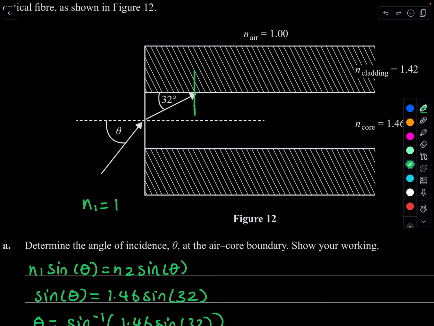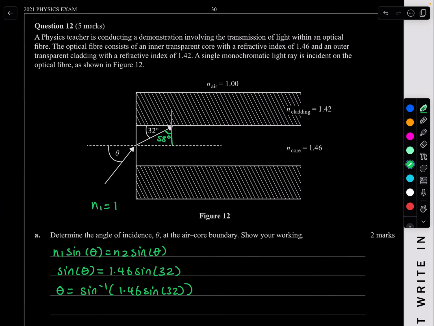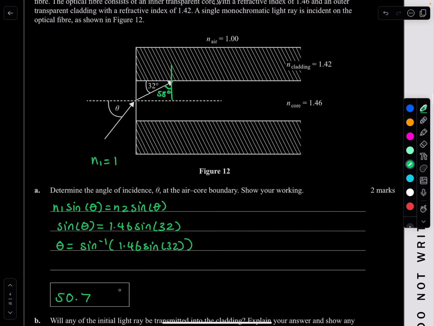Your angle of incidence, of course, is this angle here. It's between the normal and the ray. So what is this? Remember, this is a 90 degree angle here. So what's 90 minus 32? This angle here is 58. So your angle of incidence is 58.